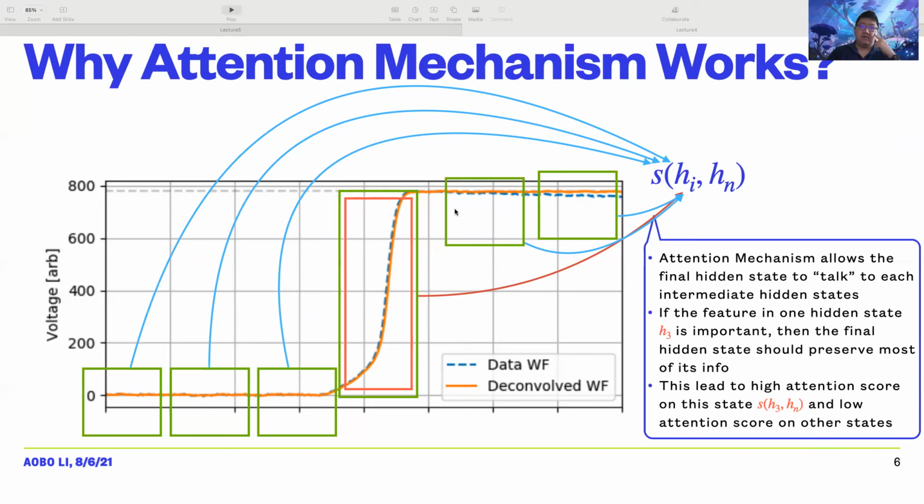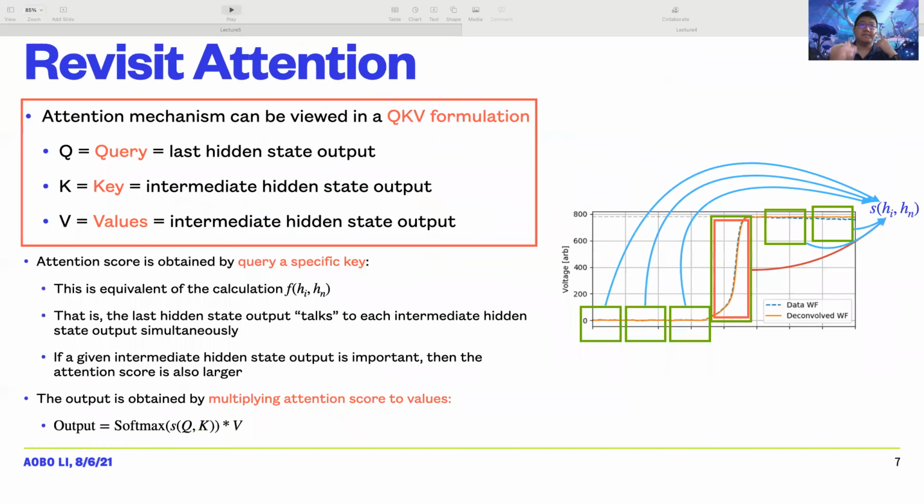And it will also have low attention score on all the other slices. Okay, so we can actually revisit the attention mechanism in a different formulation, which is what I call the QKV formulation. Q stands for query, K stands for key, and V stands for values. This is reminiscent of the idea of, for example, a Python map. You send it the query, and the query finds a key, and based on the key, you extract the value. So it's kind of the same idea.